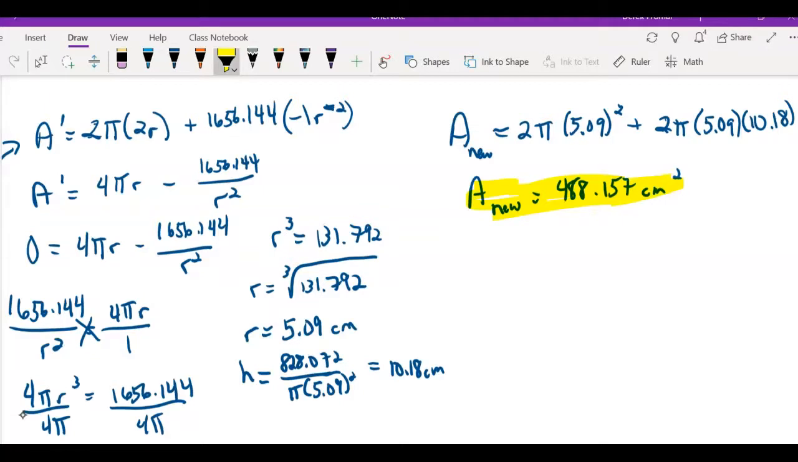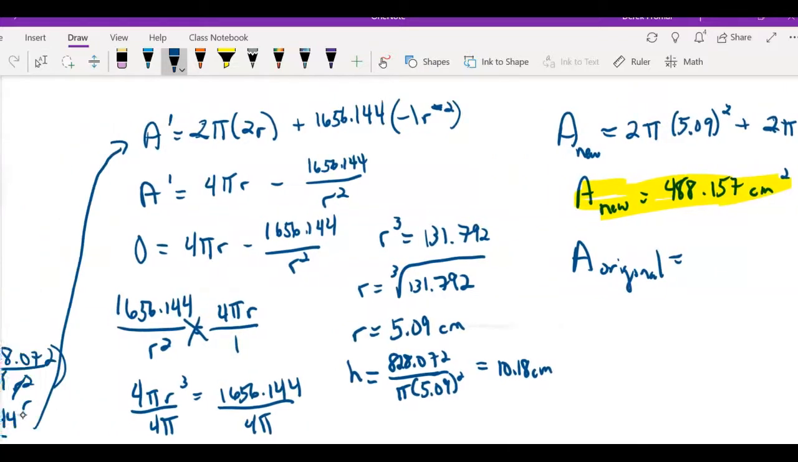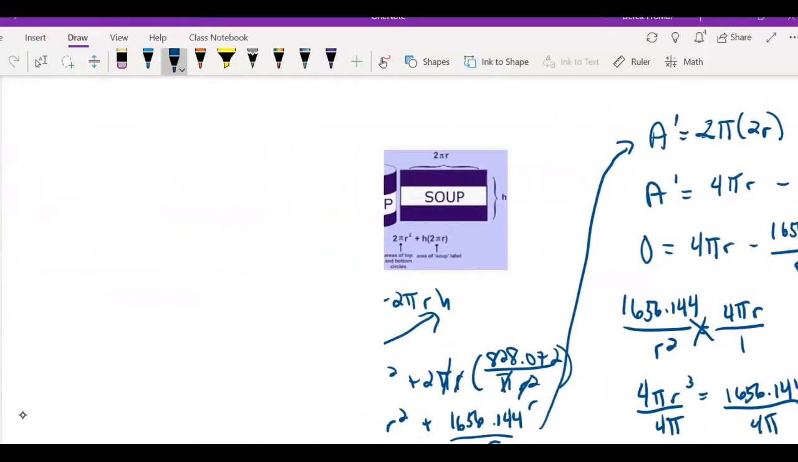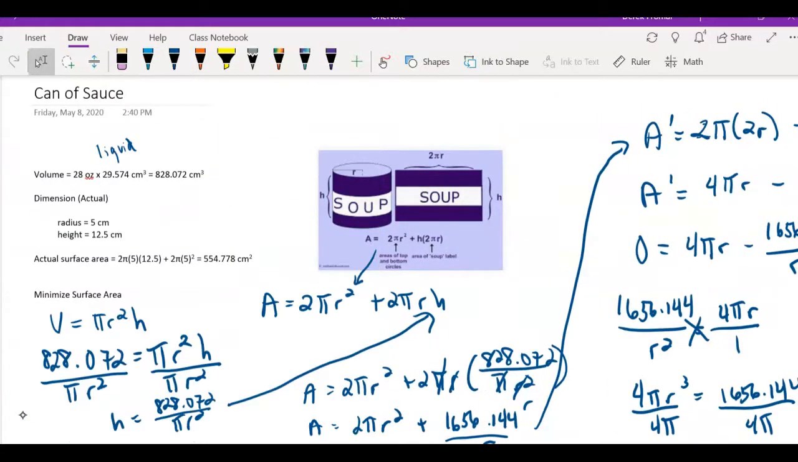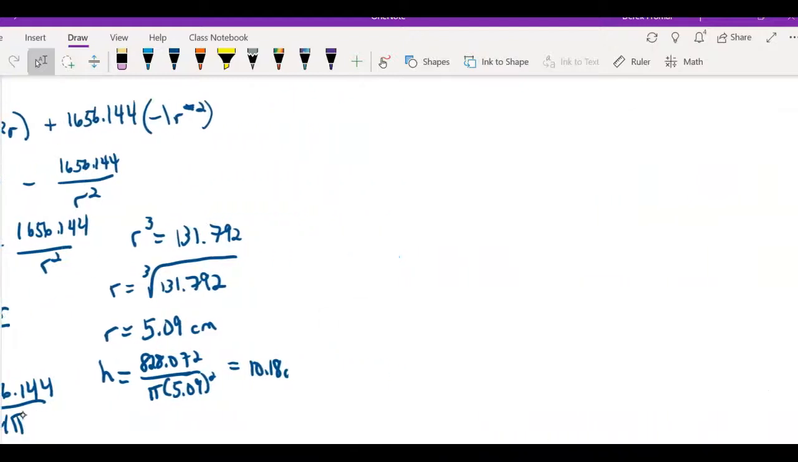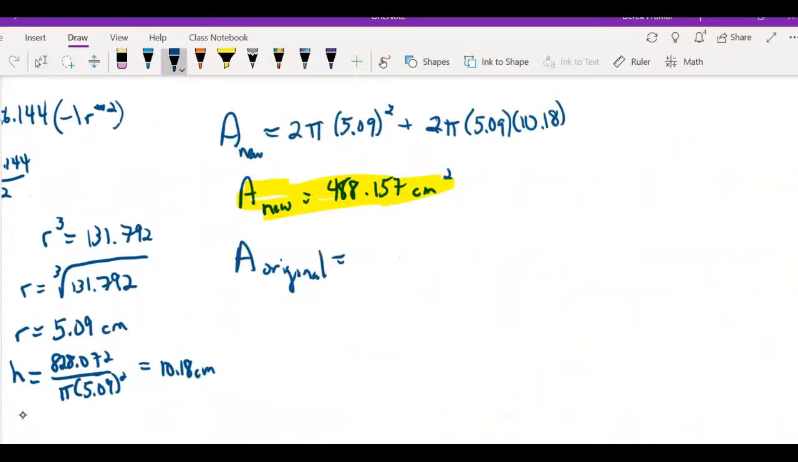How does that compare to the old in this case? Well, the original wasn't that different. The original surface area was 554. So unlike the box, this cylinder had a surface area that was very close to the minimized surface area.